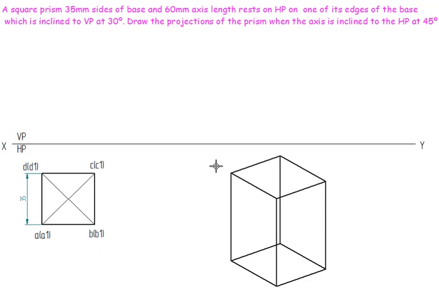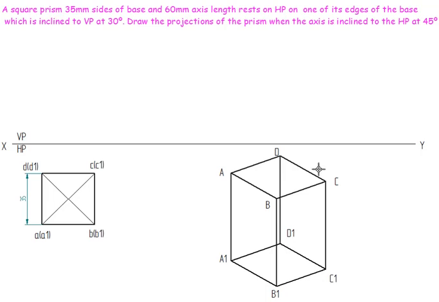I'm going to call this point A, this is B, this is C, and this one is D. This is the actual solid, so we are going to keep it in capital letters. The corresponding end of this A is A1, this is B1, this is C1, and this one is D1.